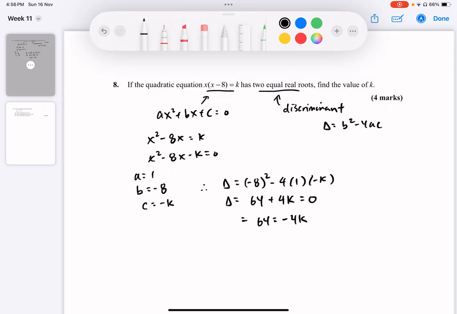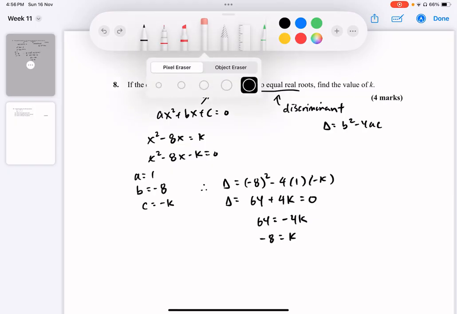So let it equal to -4k. k would be -8. No, I lied. It should be -16, because 64 divided by 4 would be -16.